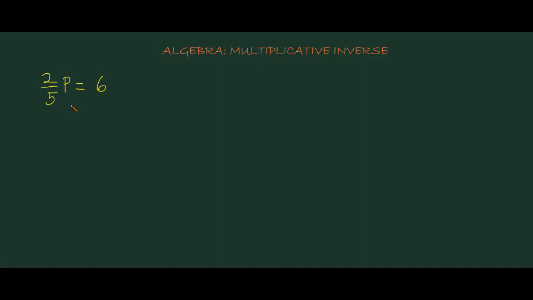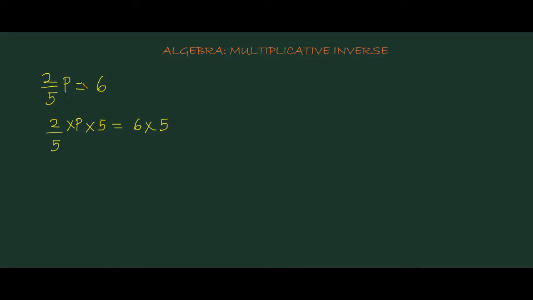And to make p stand alone, which is solving for the value of p, we can multiply both sides by 5 at first. 2 over 5 multiplied by p, because this is the same thing as 2 over 5 multiplied by p multiplied by 5 is equal to 6 multiplied by 5.